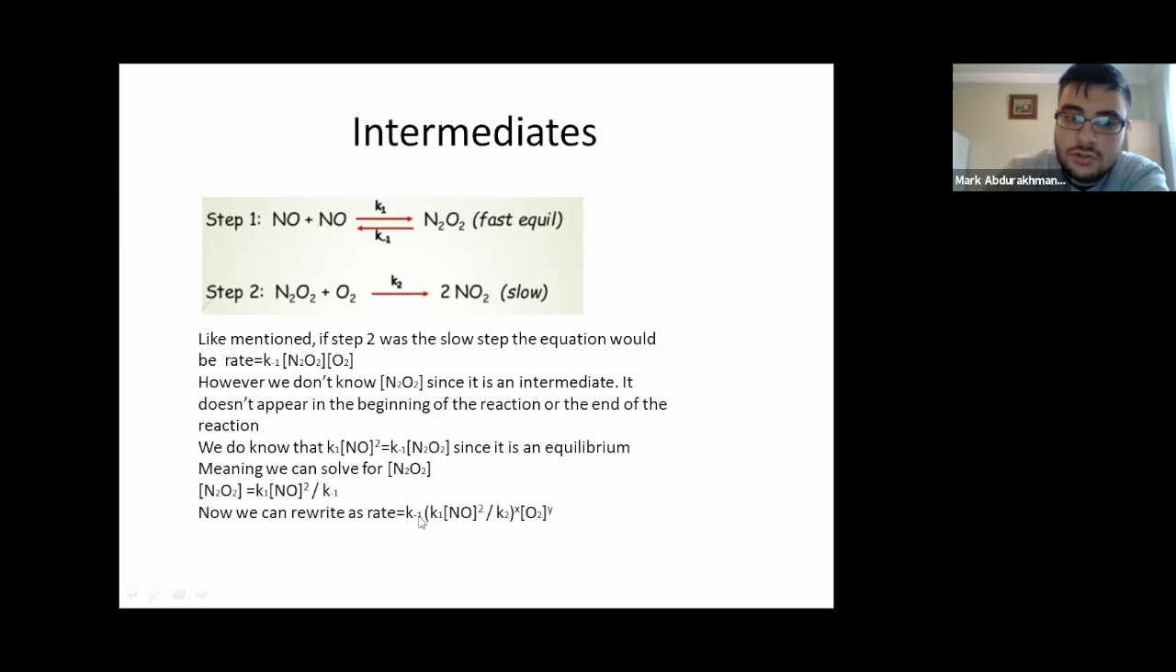I'm confused, but I will make sure that they are corrected for the PowerPoints, right? So this is k2 times k1 over k-1 times NO squared. So we just took this thing and put it in these parentheses over here. Then we took k2 and multiplied it by the other reactant, which is O2, right?